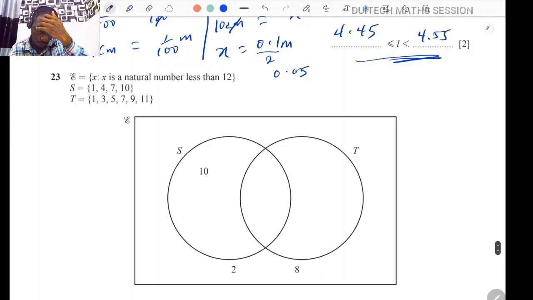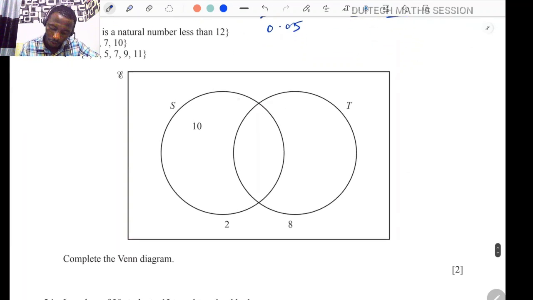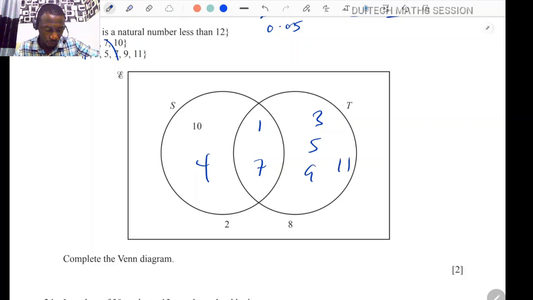The next one says we have a set of 12, and we are told to complete the Venn diagram. First of all, we check for the intersection, which is 1, 1 and 7. So the other ones for set S, we have 10 and 4 will be inside. Then set T, we have 3, 5, 9, and 11. That is what they want you to do there.